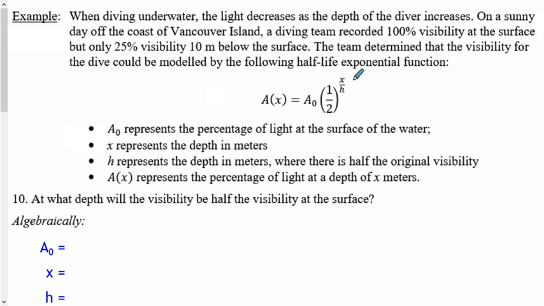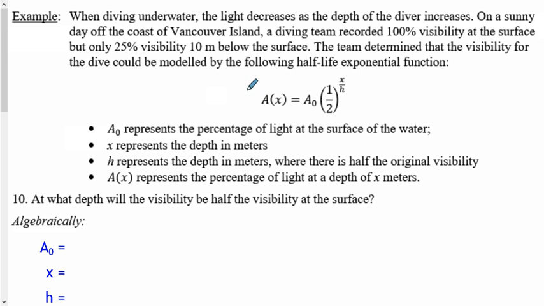So in this situation, we have someone doing some underwater diving, and as you're diving, the amount of light decreases the deeper you go. So on a sunny day off the coast of Vancouver Island, a diving team recorded 100% visibility at the surface of the water, but only 25% visibility 10 meters below the surface. The team determined that the visibility for the dive could be modeled by the following half-life exponential function. So that's what we have here.